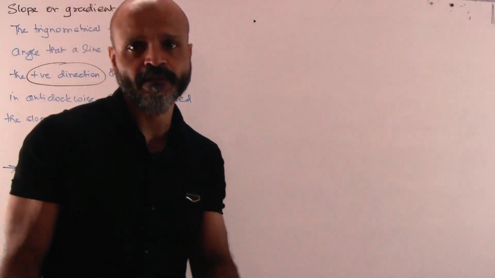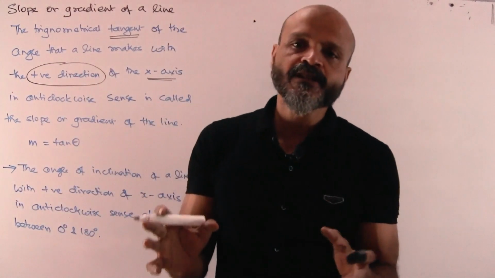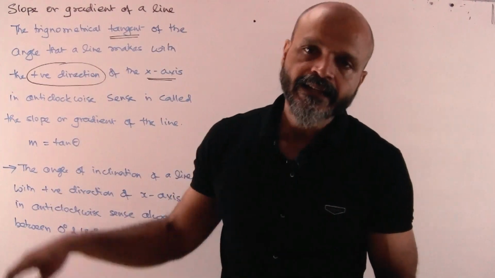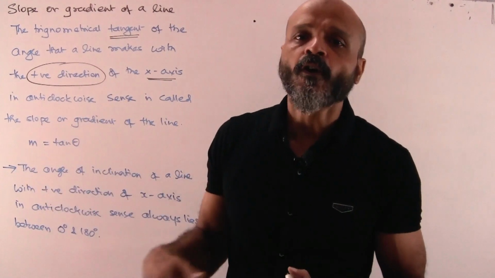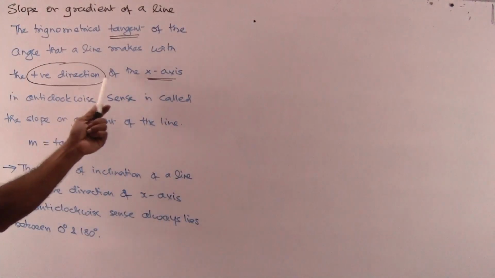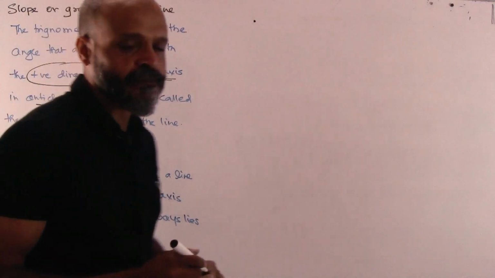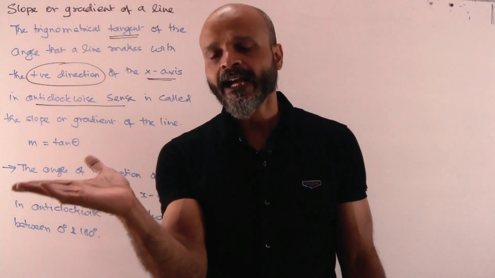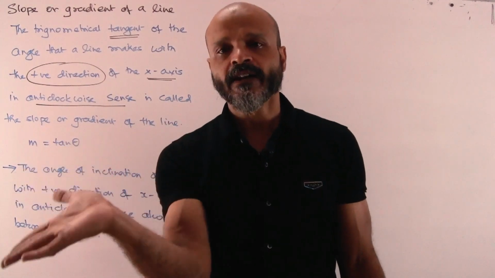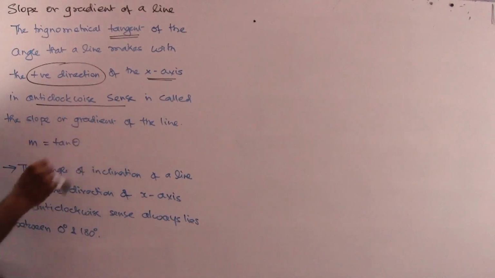This is something that we have to remember, because we cannot take any direction. For every measurement there has to be a standard taken, and this is the standard that has been taken for measurement of slopes of a line. So, slope of a line is always measured from the positive direction of the x axis in anti-clockwise sense, which means that we have to make it anti-clockwise. We cannot have it clockwise, it has to be anti-clockwise. That is called the slope or gradient of the line.